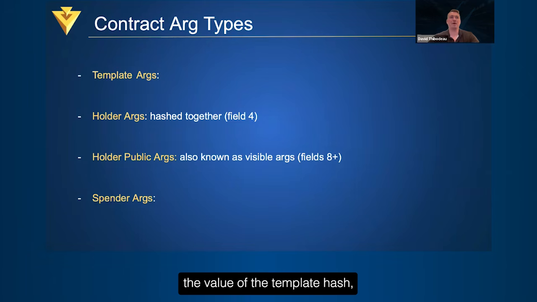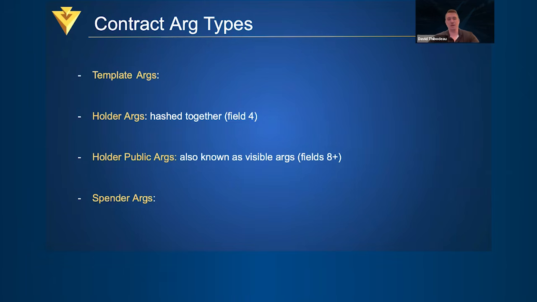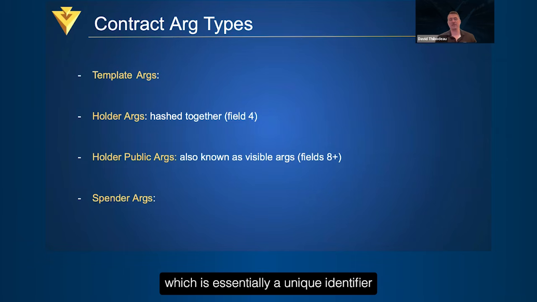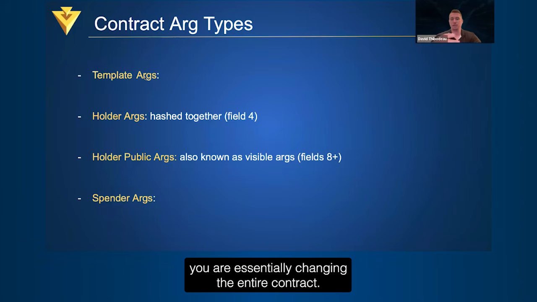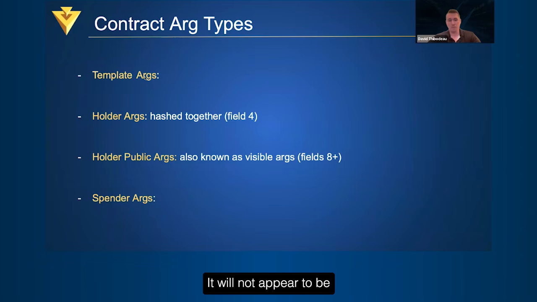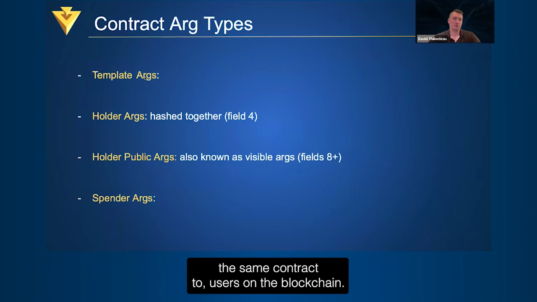These change the value of the template hash, which is essentially a unique identifier for a specific contract on Nexa. Every unique contract will have a different hash of the template. So anytime you adjust args that are template args, you are essentially changing the entire contract. It will not appear to be the same contract to users on the blockchain.